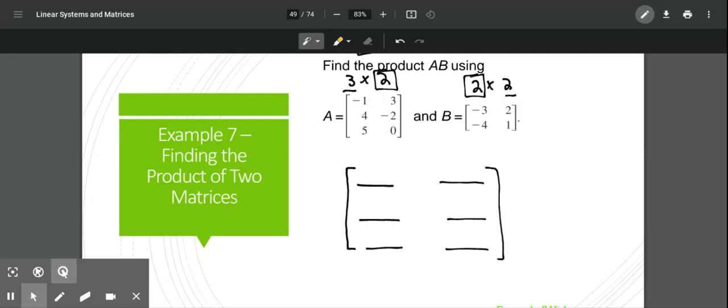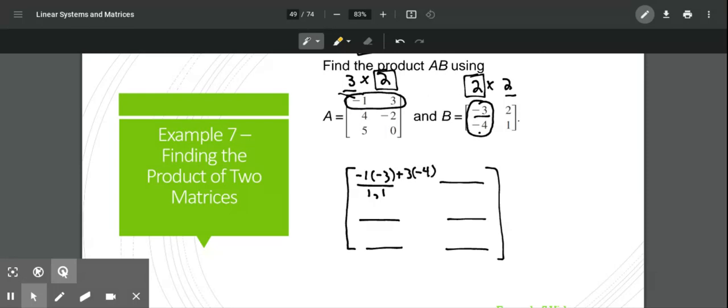And if you think about the entries, this is row 1, column 1. So the way we're going to get this entry is we're going to take row 1 from our first matrix, and we're going to combine it with column 1 from our second matrix. And it's almost like we do the dot product. So we do -1, this first term, we take -1 and multiply it by the first term here, so times -3. And then we add this next term, 3 times -4.